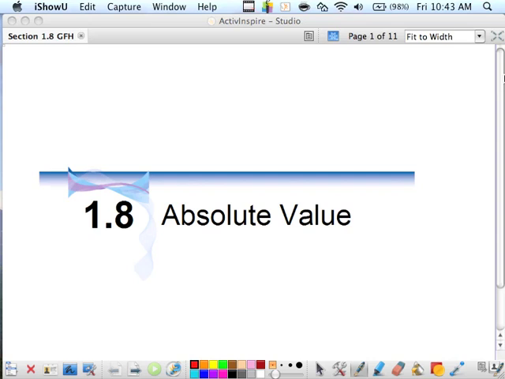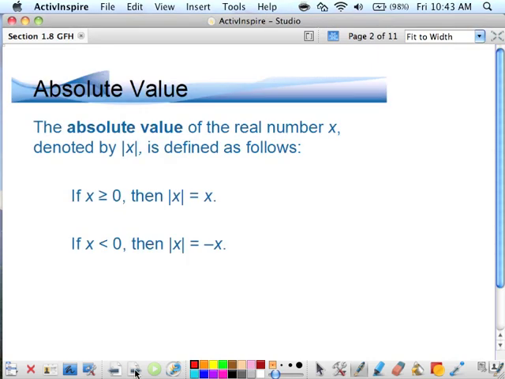Section 1.8 deals with absolute value equations and inequalities. But before we jump into solving those things, let's talk a minute about what absolute value is and how it works. Absolute value we know is the distance a number is from 0 on the number line.